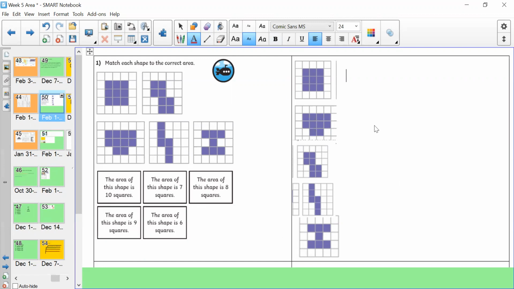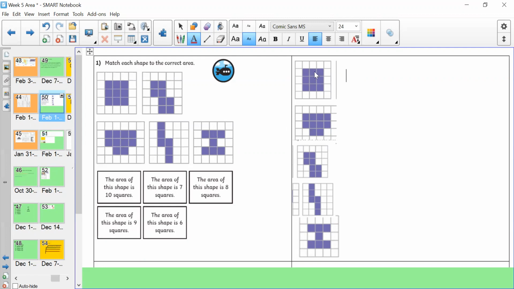So this is taken from your assignment. So it should look like this when you open it in Teams. So number 1 says, match each shape to the correct area. So you've got 5 shapes, and I have taken those 5 shapes and put them on the right-hand side in your assignment. So it will look like this. So what you need to do is have a look at these statements and then type them in next to each one. So for example, if we look at this one, the area of this shape is 10 squares. So you need to find which shape has got an area of 10 squares.